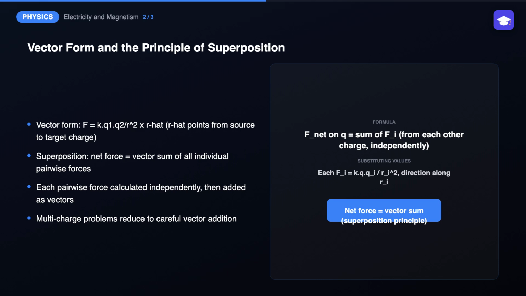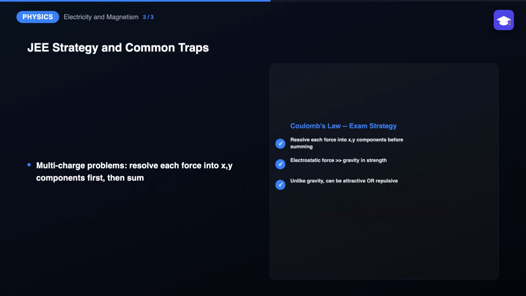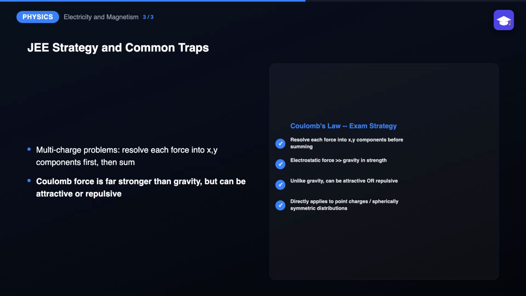A classic JEE technique for problems with multiple point charges involves setting up a coordinate system first, resolving each individual Coulomb force into its x and y components, before summing them separately. This systematic approach avoids errors that arise from attempting to add force vectors purely geometrically without a clear, consistent reference frame.